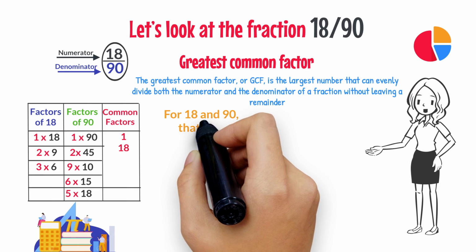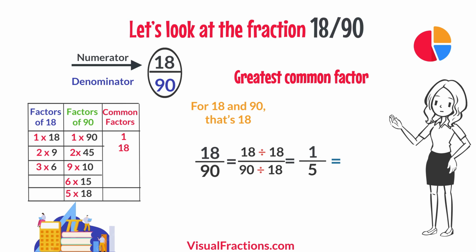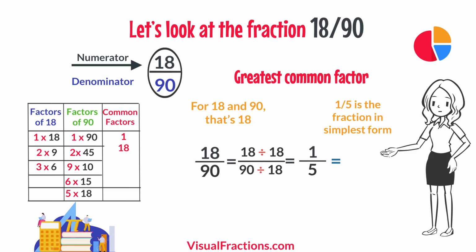For 18 and 90, that's 18. We start by dividing 18 by 18, which gives us 1. Then we divide 90 by 18, which results in 5. So, simplifying 18/90ths, we end up with 1/5, which is the fraction in its simplest form and cannot be reduced any further.